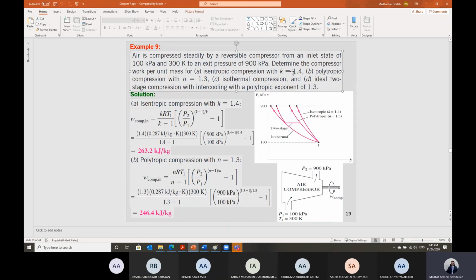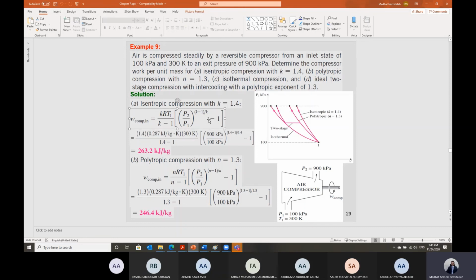K is equal to 1.4. 1.4 for air, Shabab, you have to keep it in mind. K for air is 1.4. For any other gas, you can get it from table A-2b or A-2a, as we said last time. And second process, so we need to calculate the compressor work for the isentropic process. For the polytropic process, n equal to 1.3. For the isothermal process, and finally two-stage compression with intercooling, for the polytropic index equal to 1.3.